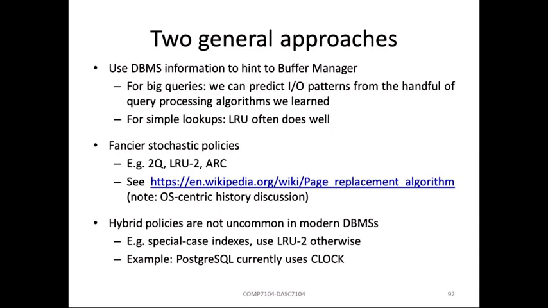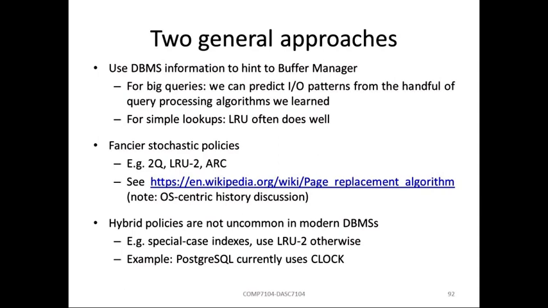There are, of course, fancier, more complex policies, for instance, based on stochastic probabilistic principles, like 2Q or least recently used 2, ARC and so on. There are general purpose pages like Wikipedia that you can consult for replacement policies in general, not only designed for the cache of a database management system, but for caching mechanisms in general.